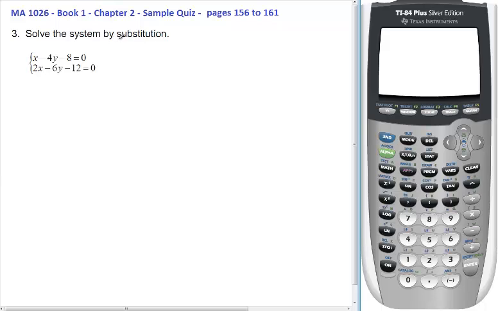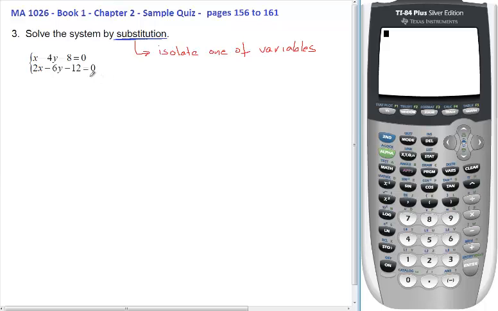Now, when solving by substitution, the object is to isolate one of the variables first. Isolate means get by itself. As you can see, in a system of 2 equations, we have 4 possibilities. I could isolate the bottom one for x, I could isolate the bottom equation for y, I could isolate the top one for x or the top one for y. Now pick the easiest one.